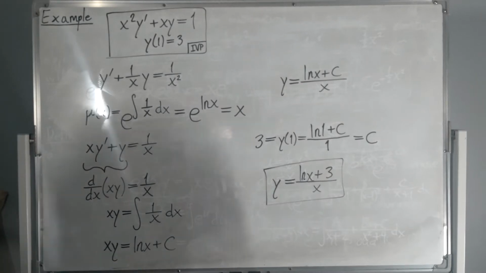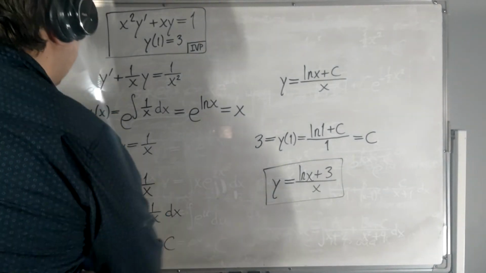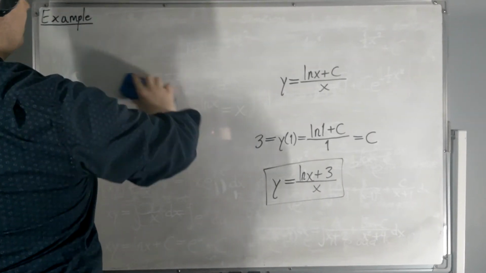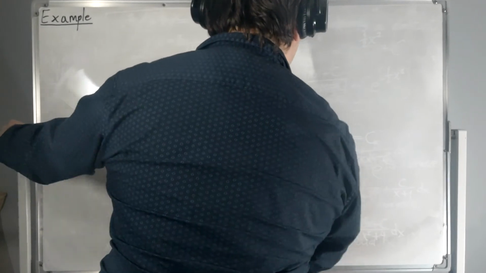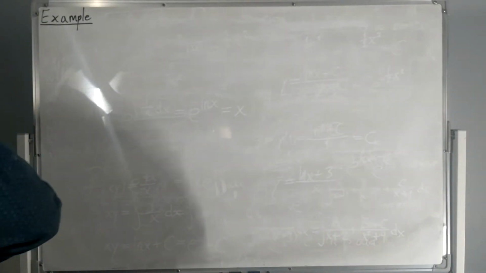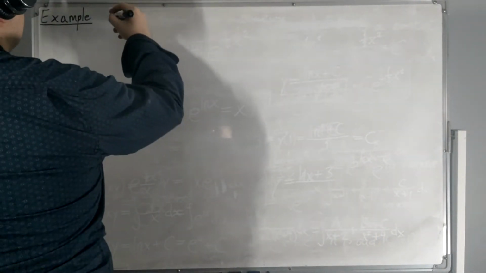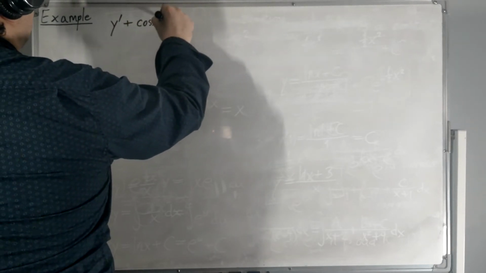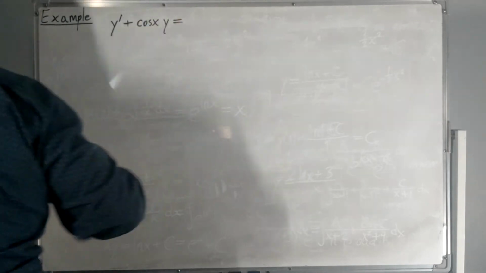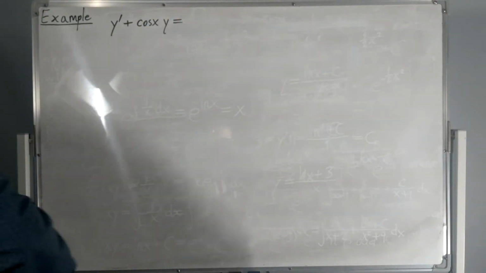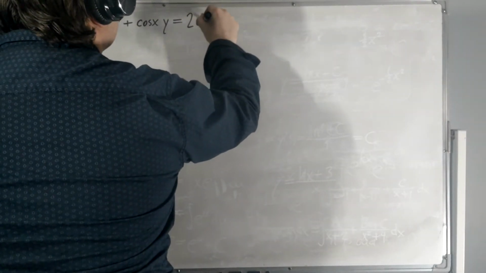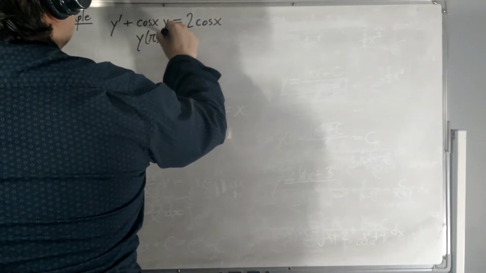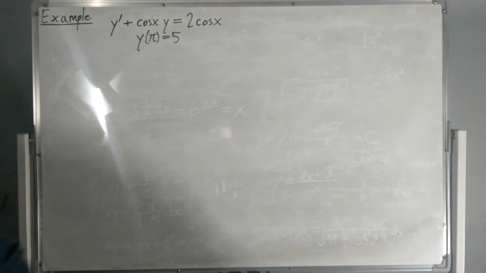Let's do another one. This one is going to be another initial value problem. This one is y prime plus cosine of x times y equals 2 cosine of x, with the initial condition that y of pi should be 5.